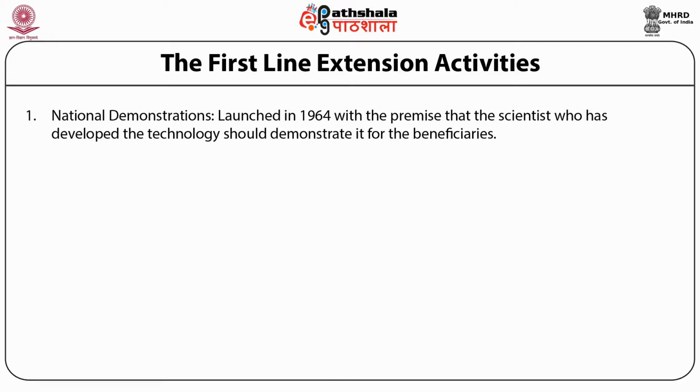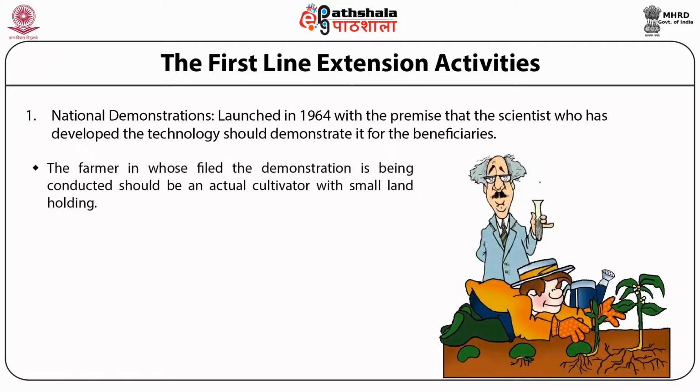The All India Coordinated Project on National Demonstrations was a nationwide project launched throughout the country. The National Demonstrations Project was different from other demonstrations. The differences include that the farmer in whose field the demonstration is being conducted should be an actual cultivator with a small landholding. The demonstration should be in an area of 1 hectare of land, not less than that.